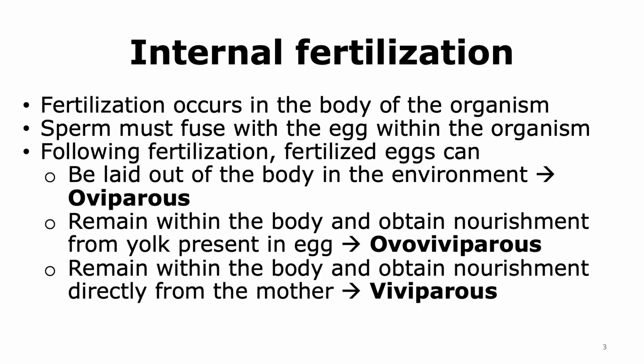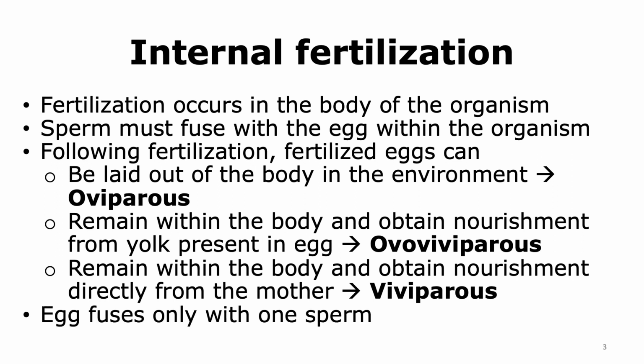In the case of viviparous organisms, the fertilized egg remains within the body of the female. However, the developing zygote and embryo will obtain nourishment directly from the mother by having a connection with the maternal tissues. Regardless of whether an organism is oviparous, ovoviviparous, or viviparous, the egg has to fuse with only one sperm, and thus polyspermy has to be prevented.